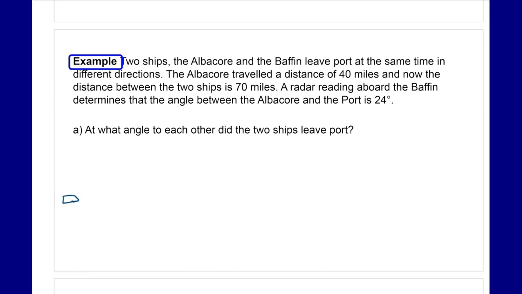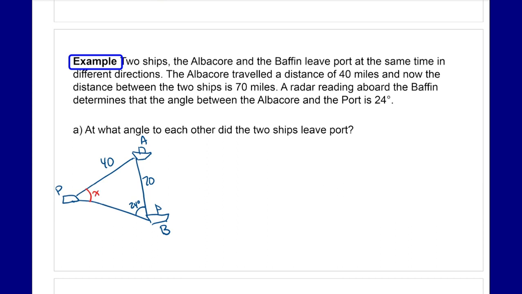So if we have our port here, our two ships head out in different directions. We'll call this the Albacore, this is the Baffin, this is our port. The Albacore traveled 40 miles. The distance between the two ships is now 70 miles. A reading aboard the Baffin determines that the angle between the Albacore and port is 24 degrees. And we're trying to figure out what angle they left at compared to each other, so we're trying to find this angle.